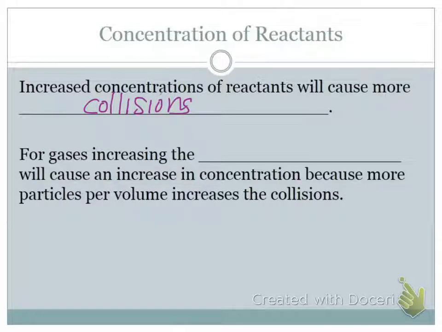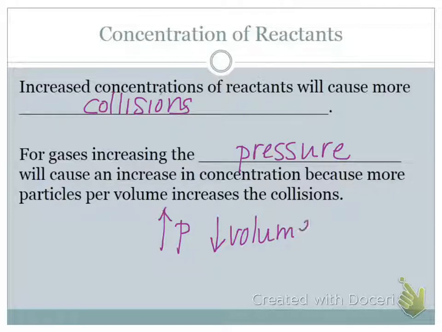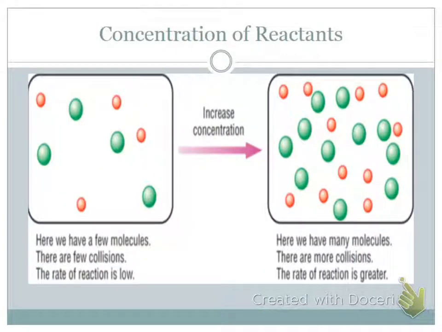When you're talking about gases, increasing the pressure has the same effect of increasing the concentration. Because remember, when I increase the pressure, the volume goes down. And so now I would have the same amount of particles, but in a smaller volume, so that would effectively be increasing the concentration. So that's how it works for gases. So here's an example. The more concentration you have, the more particles you have to collide. So in this case, it would be very low in the first one because you don't have very many particles. But in the second one, it would be higher because you have more particles to react.